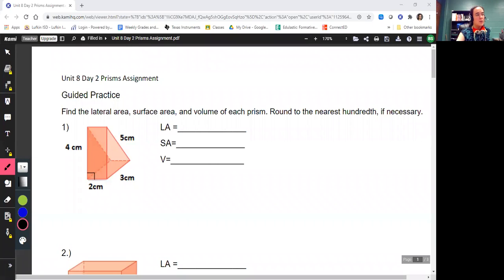Okay, next up, we are looking at the guided practice for prisms. So remember, for a prism, you need to find the perimeter of your base, the area of your base, and the height for your overall prism. So please remember that this is a triangular prism, which means that the base is the triangle.